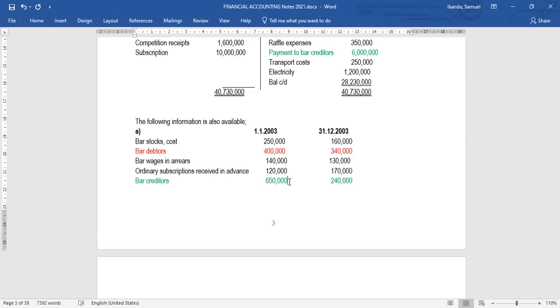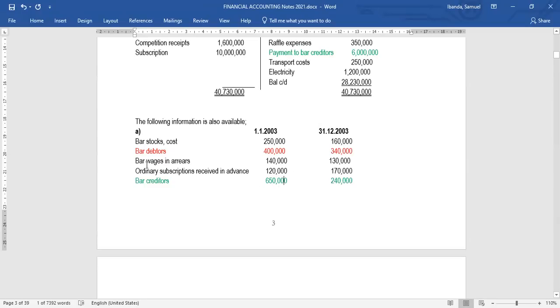So definitely, if you have your bar creditors, remember we started with our creditors at 650, but if in the period we've paid over 6 million to bar creditors, it means along the way we actually purchased items on credit, and that is why we paid over 6 million shillings, yet we started with only 650 outstanding at the start of the financial year. So if we also closed with 204, then in the middle there we have what we regard as credit purchases.